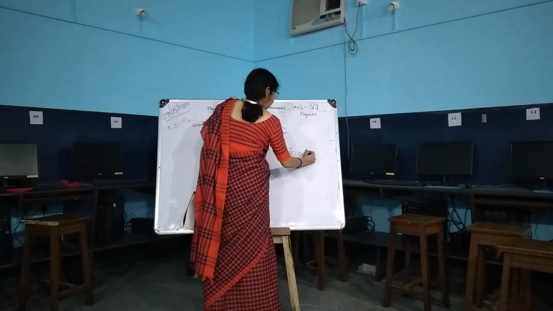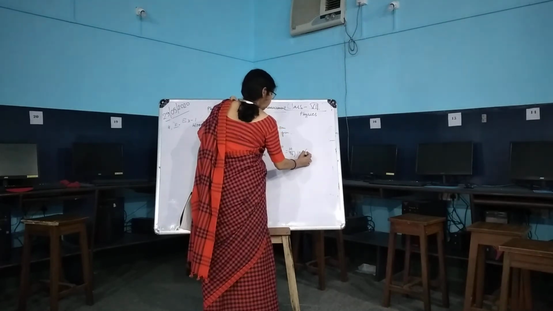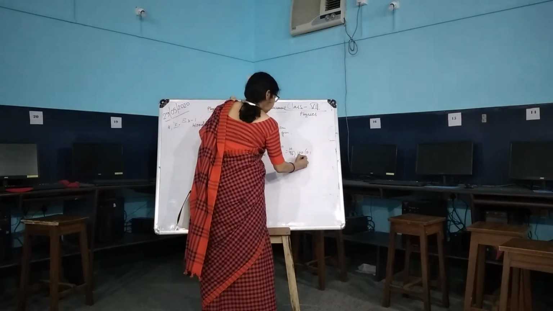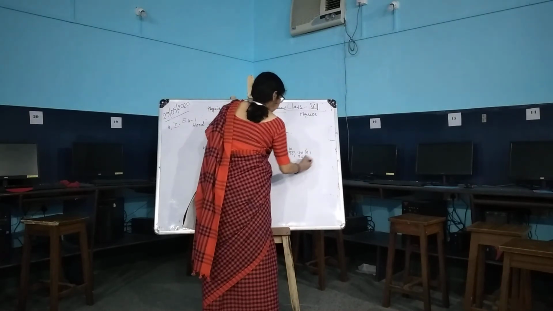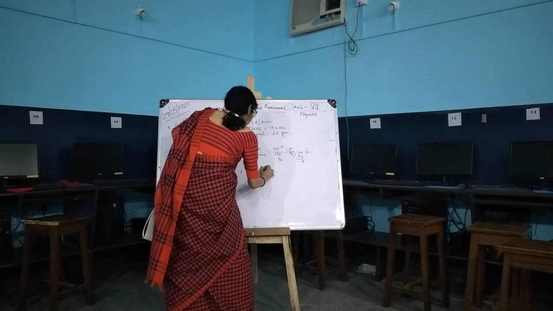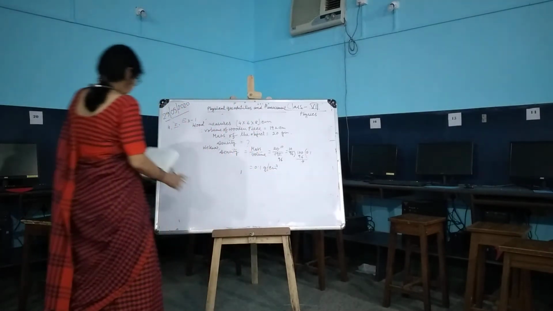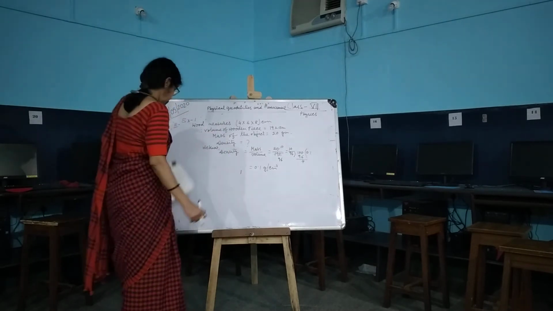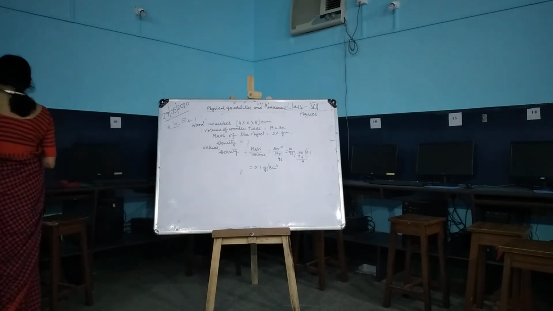Divide is not possible, so there will be a 0 decimal. 100, 1, we get 96, then 4. So we can write the density is approximately 0.1 gram per centimeter cube. These are the density numericals. So that is how we have to find out the density of the object.